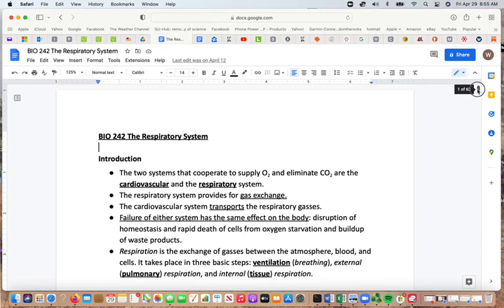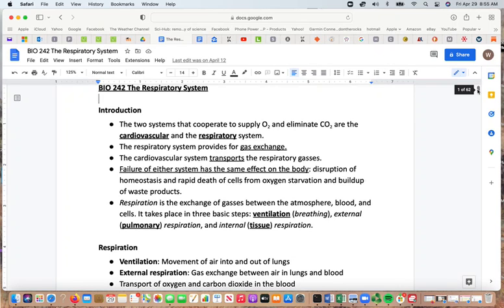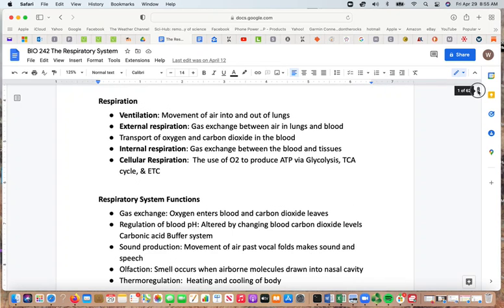Respiration is the exchange of the gases between the atmosphere and the blood and the cells. There's three main steps to this: ventilation or breathing, your external or pulmonary respiration, and then your internal or tissue respiration. So ventilation is the movement of the air in and out of the lungs. External respiration is the gas exchange between the air in the lungs and the blood. So in order for the next step to happen, you're going to have to transport that oxygen and carbon dioxide in the bloodstream. Then you have internal respiration, where gas exchange occurs between the blood and the tissues.